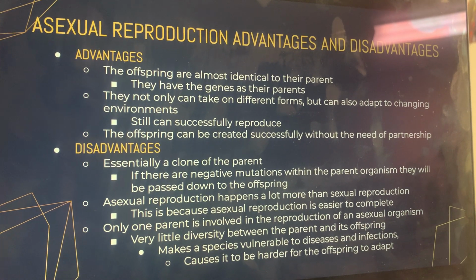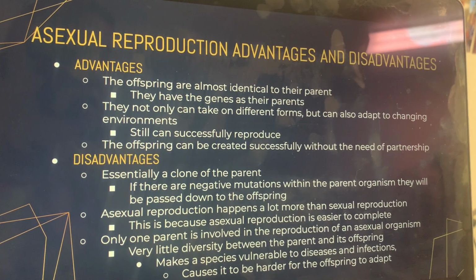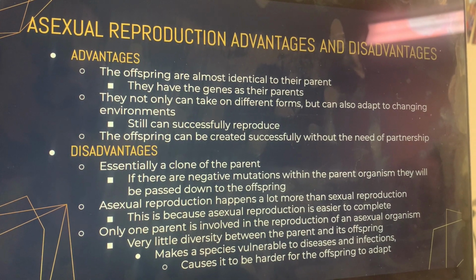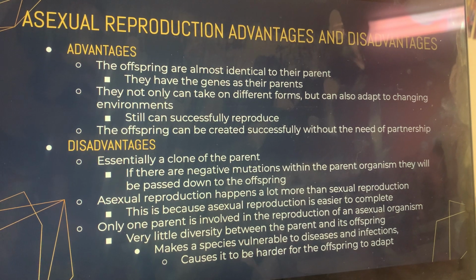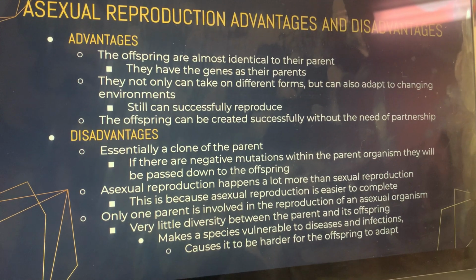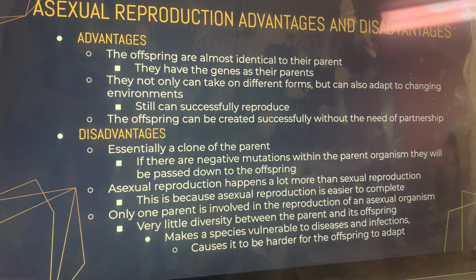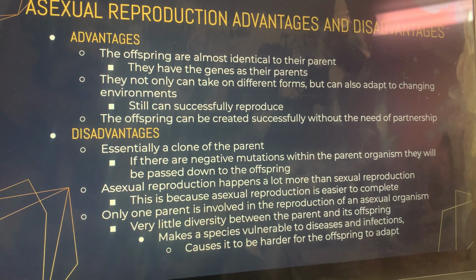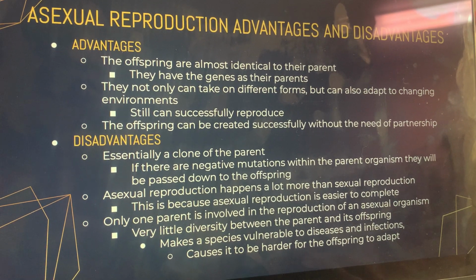Asexual reproduction happens a lot more than sexual reproduction, as I also said before, and this is because it's easier to complete as it doesn't take as much time. Only one parent is involved in the reproduction of an asexual organism. Now, this can be a disadvantage because there's very little diversity between the parent and its offspring. It makes the species vulnerable to diseases and infections, which can make it harder for the offspring to adapt.